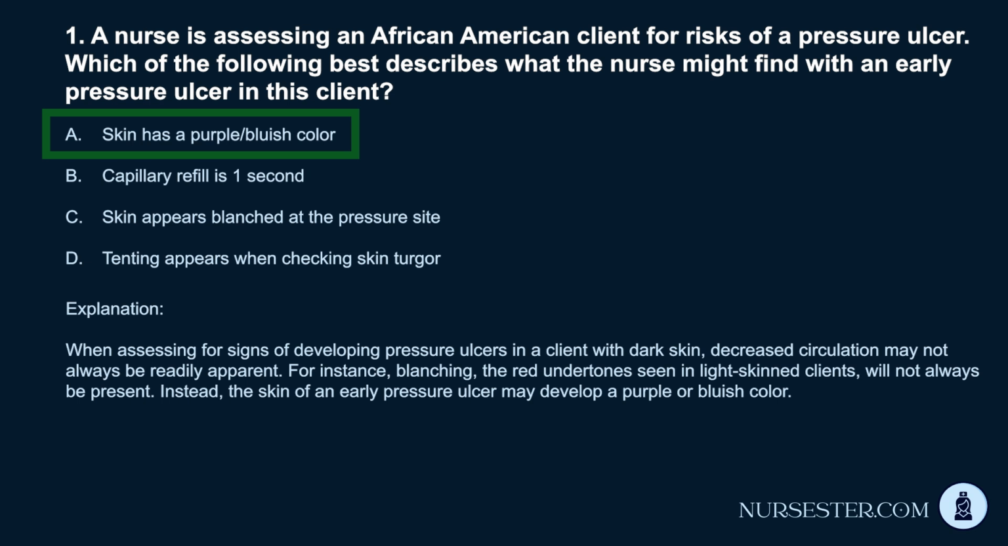When assessing for signs of developing pressure ulcers in a client with dark skin, decreased circulation may not always be readily apparent. For instance, blanching, the red undertones seen in light-skinned clients, will not always be present. Instead, the skin of an early pressure ulcer may develop a purple or bluish color.